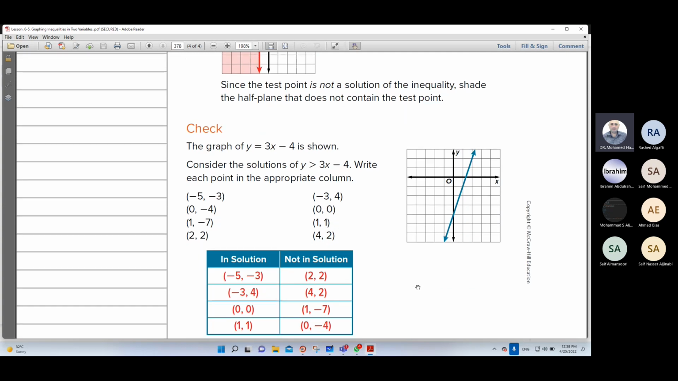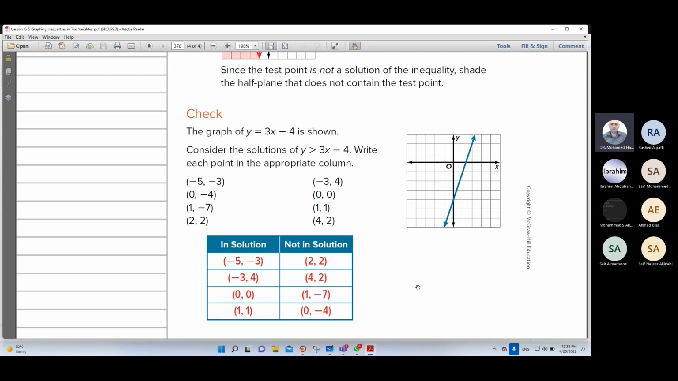In this example, the same idea. The graph of y equals 3x minus 4 is shown. You have this graph for this equation. Consider the solution of this inequality, y greater than 3x minus 4. Write each point in the appropriate column. Here in this column we have is a solution and here is not a solution. So we can do a test for each one.